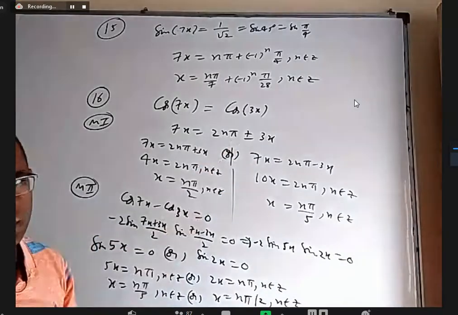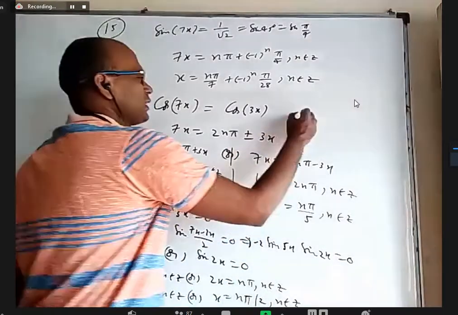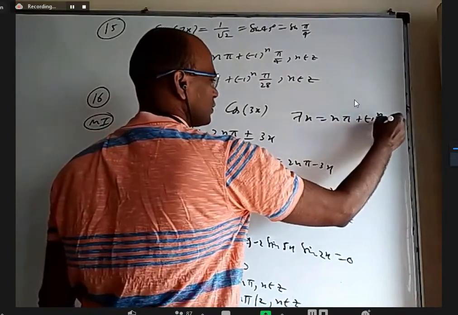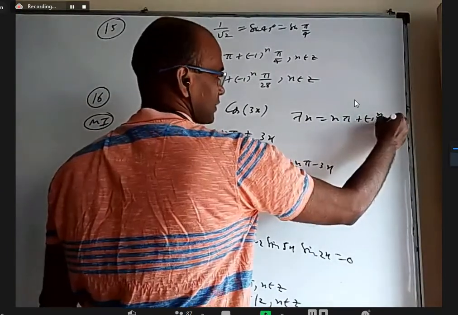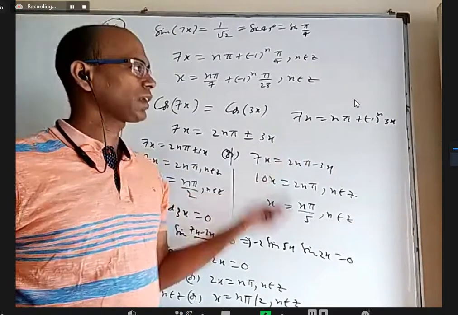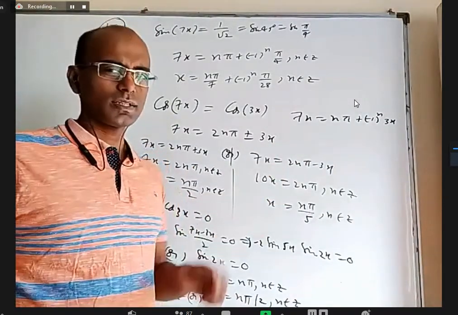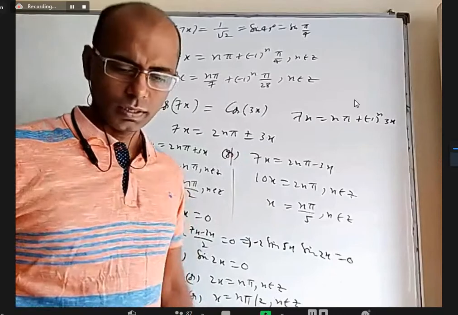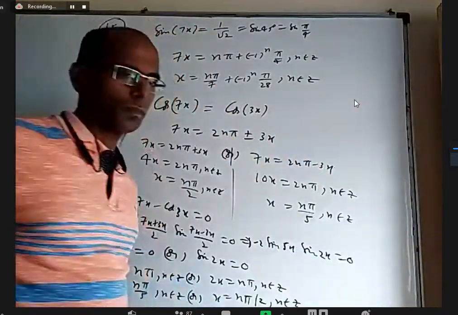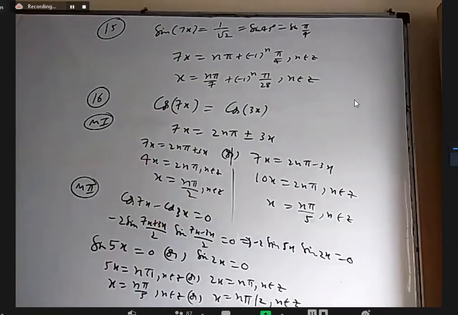This method will not give you such a nice answer because I have to write 7x is equal to n pi plus minus 1 whole power n into 3x. Then I have to take n even and write one answer, n odd one answer. It's not so nice. I would have brought one side and applied transformations. But cos is okay. Let me ask one more question here.